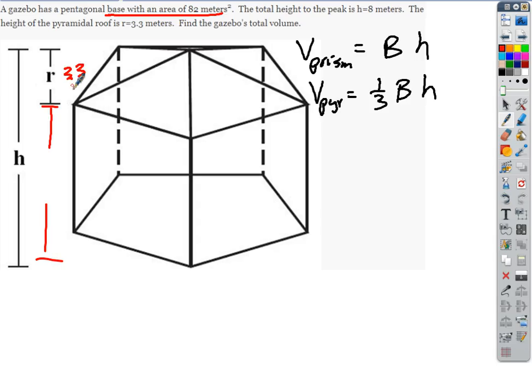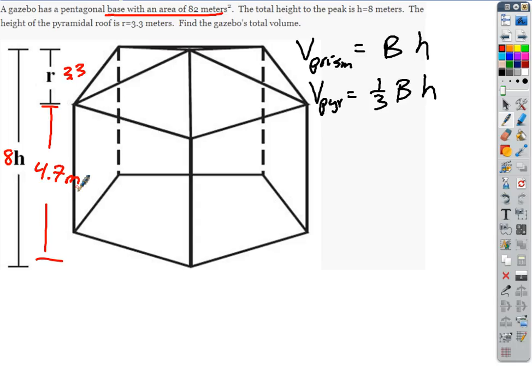I heard a question. Yes. Wait, what do you mean? What is R? The size? The R, no, it tells you right here, the total height from the peak of this gazebo, right? This is some big outside, I think like a tent, like a big gazebo. The height from the peak down to the floor is 8 meters. Okay, the height of just the pyramid on top is 3.3 meters.